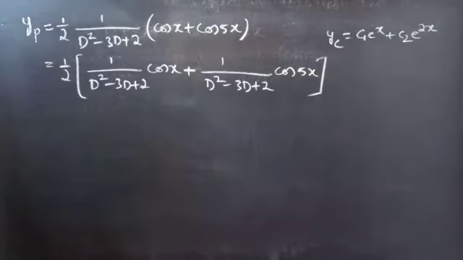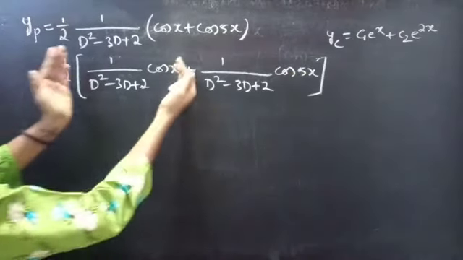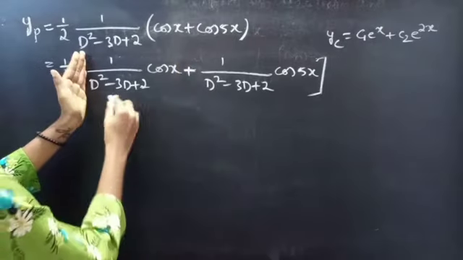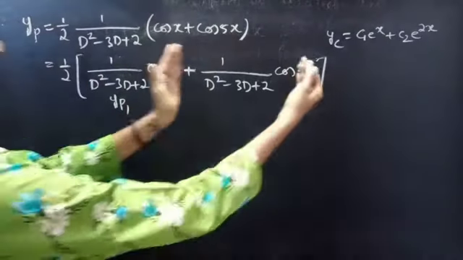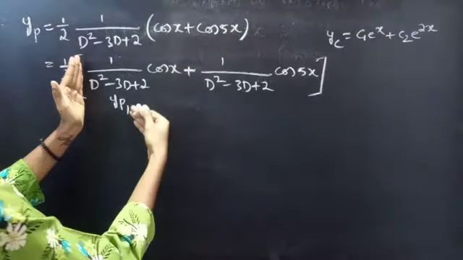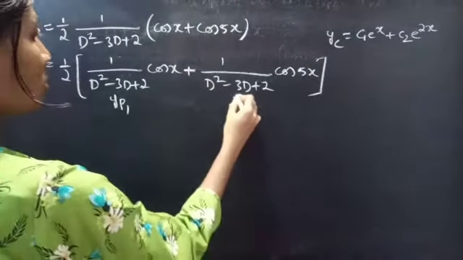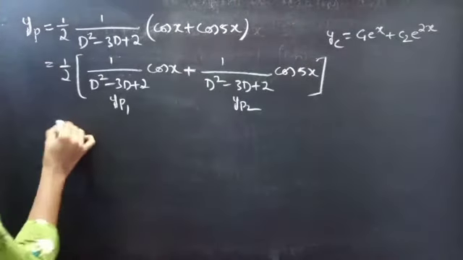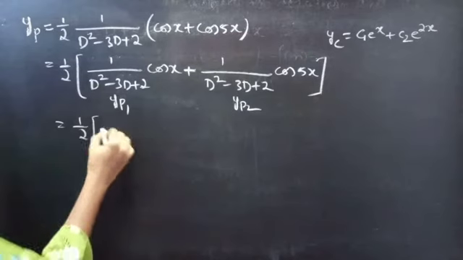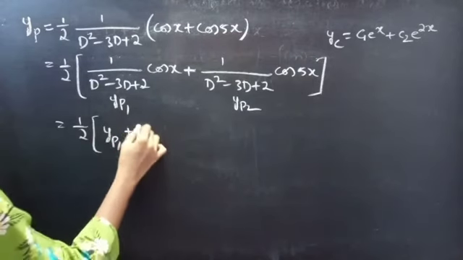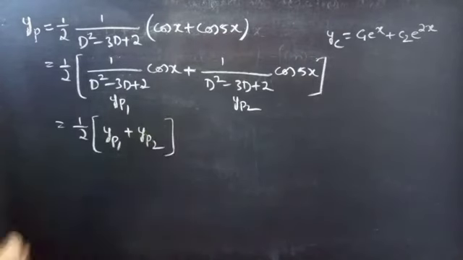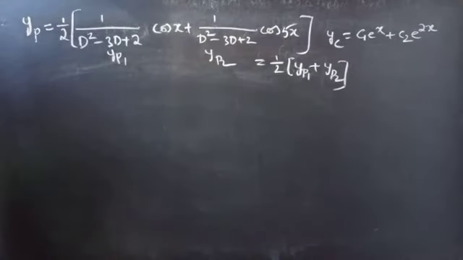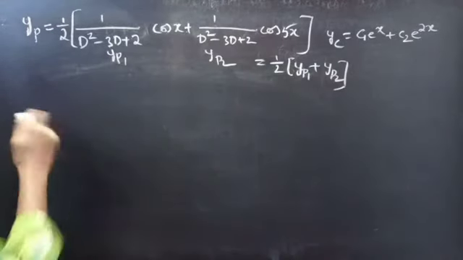Okay, we can just name the first term as yp1 and the second term as yp2 for our convenience. So we'll get 1 by 2 into yp1 plus yp2. Now let's find yp1 and yp2.